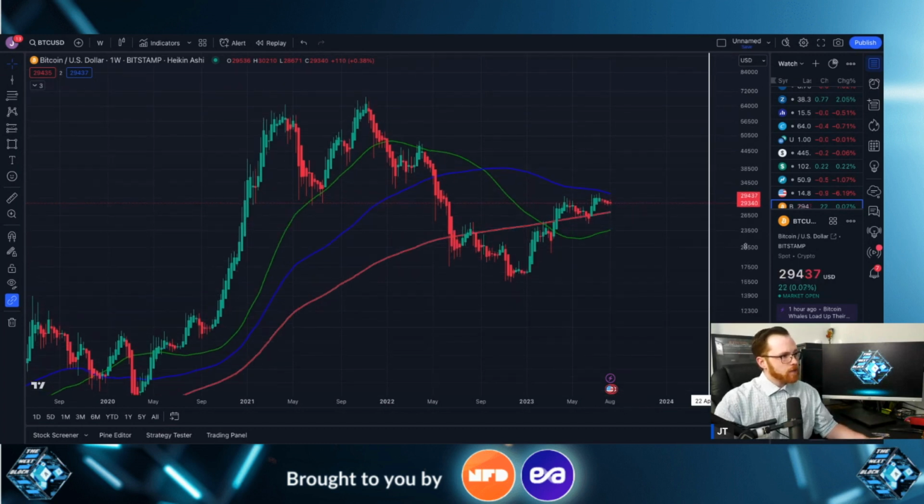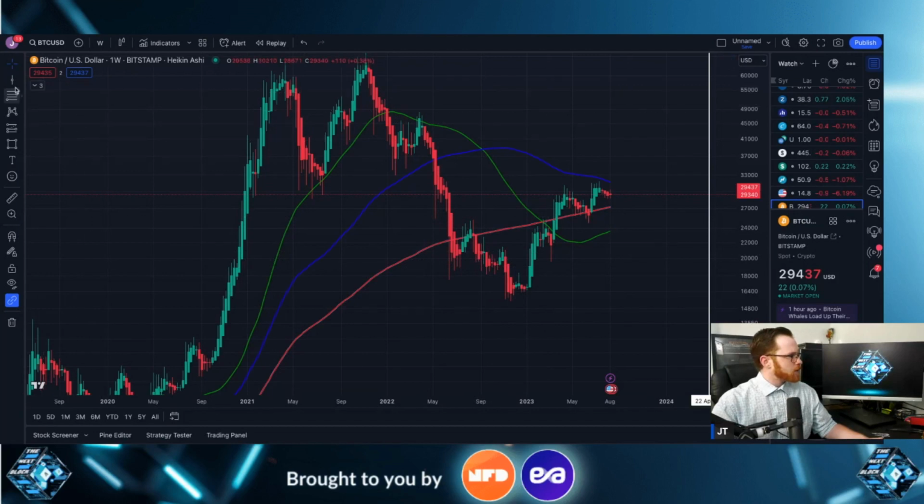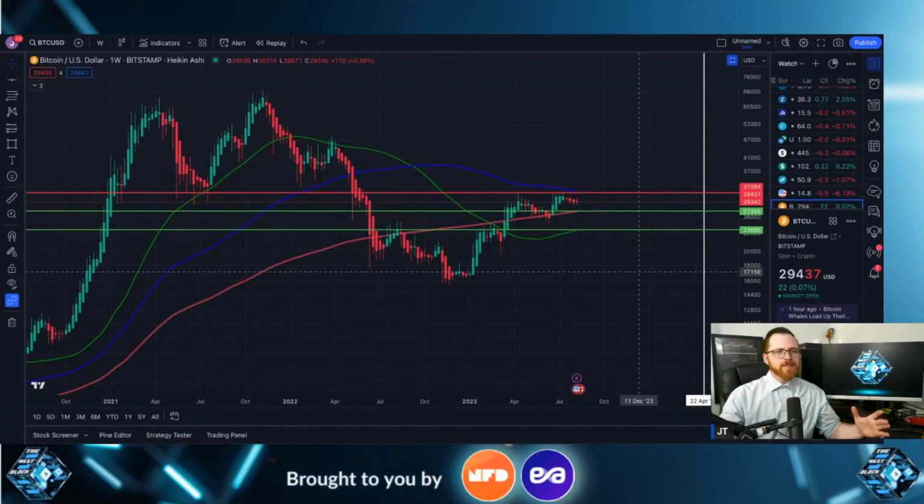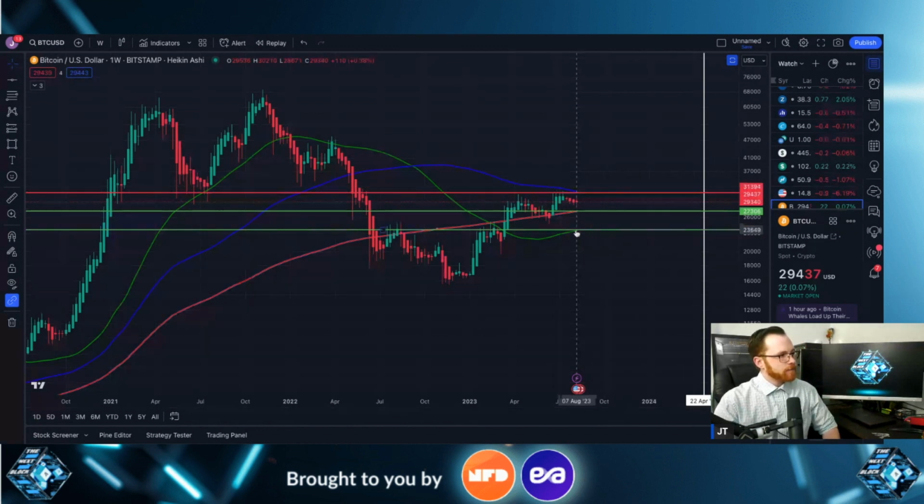One of the things I like to do is add horizontal lines where the moving averages are. Now it makes it much easier to see support and resistance levels. So you can see the 50-week moving average right here is going to be a nice support around $23,600. We've got the 200-week moving average, which sits at another nice support at around $27,300.